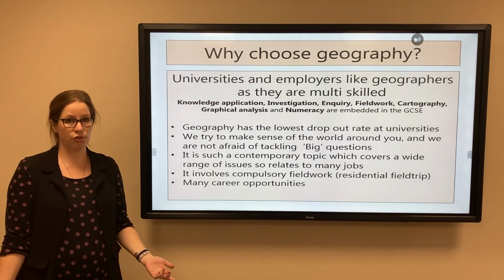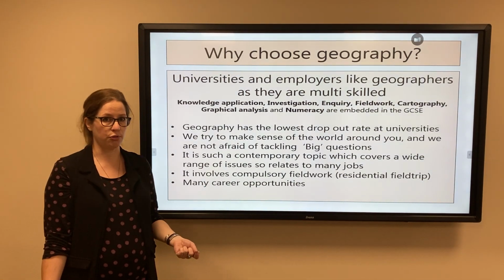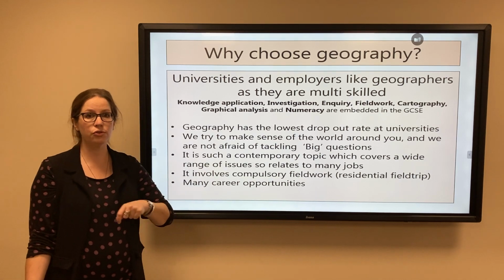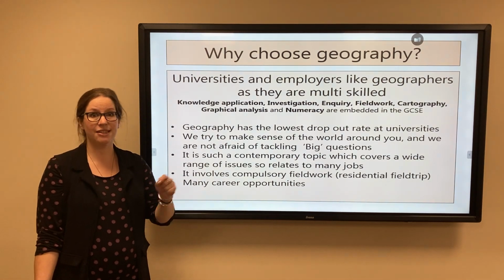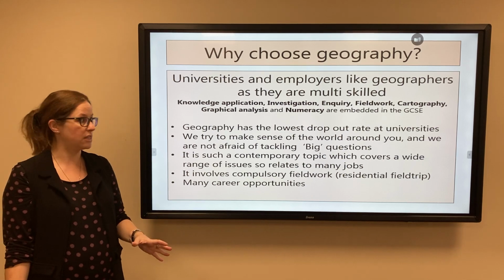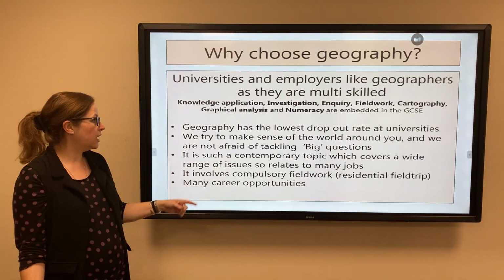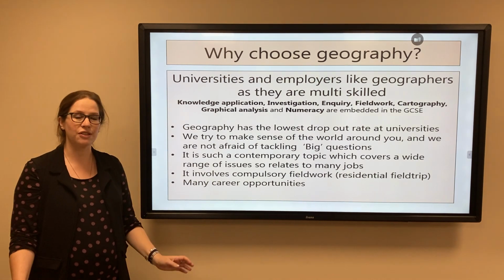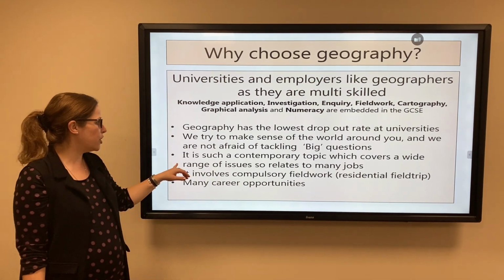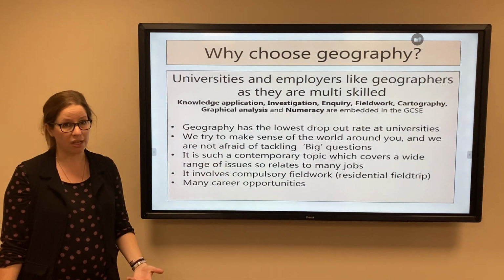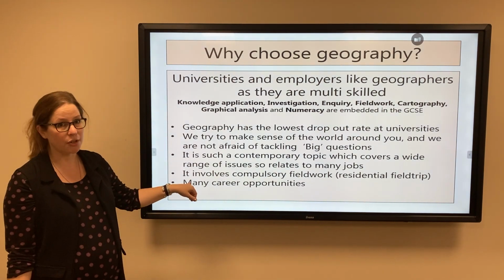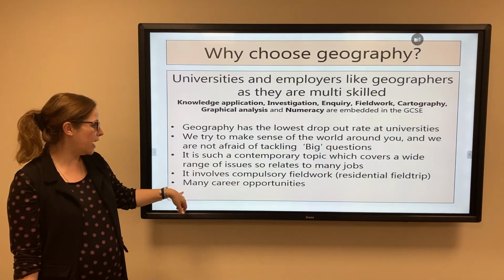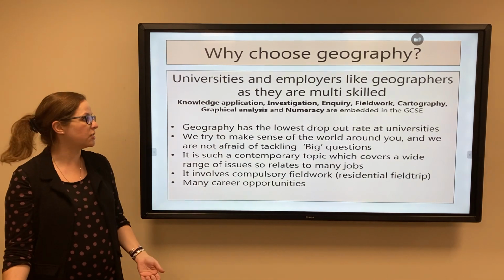It also has the lowest dropout rate of any university course in the Russell Group in the UK. So people who go on to do geography at university tend to stay doing geography. They don't change courses, which means that they're happy doing it. We try to make sense of the big world around us, answering the difficult questions. We look at a range of contemporary issues, so lots of jobs like us. There's obviously fieldwork, which is a key part of the coursework. And lastly, it links very well with career opportunities.